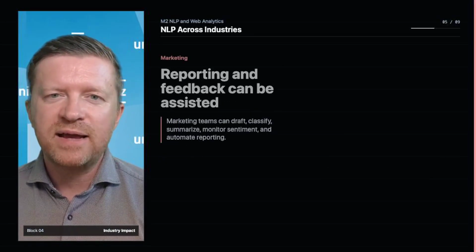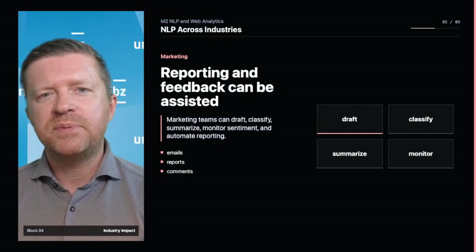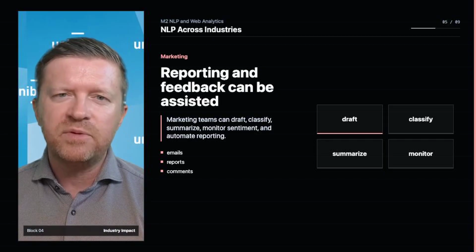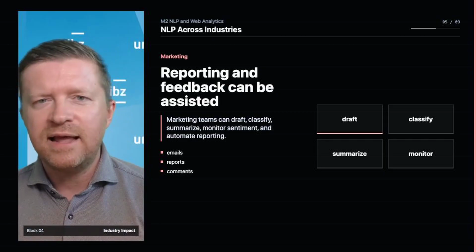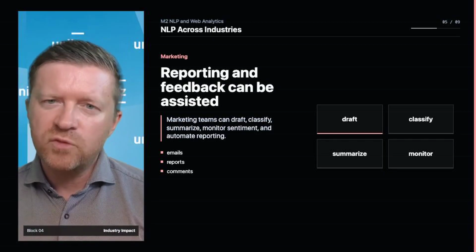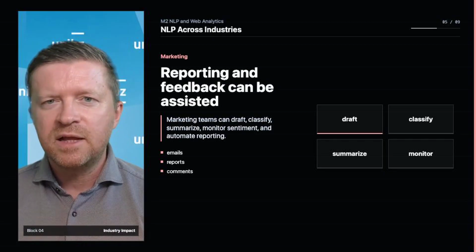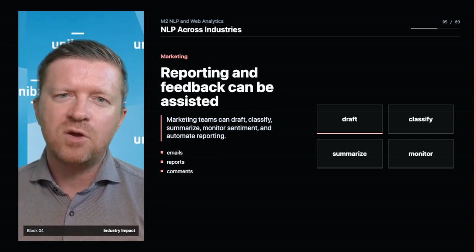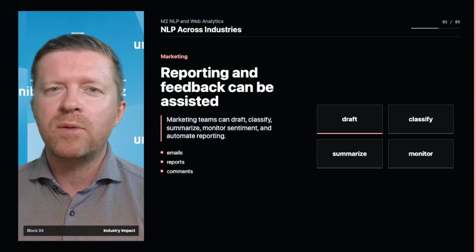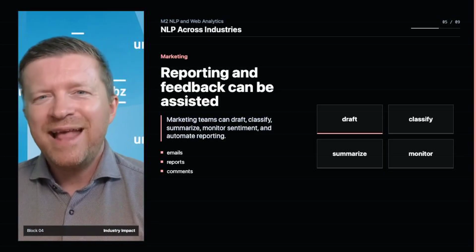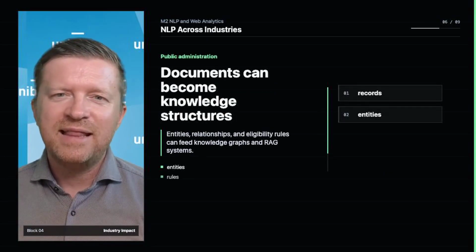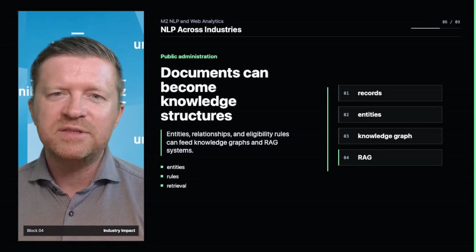One example is marketing. Teams can use NLP to draft or classify client emails, summarize campaign performance reports, analyze comments, monitor brand sentiment, and automate parts of reporting. The point is not that a model replaces all human judgment. The point is that it can reduce the amount of repetitive language work and help humans focus on interpretation and decision making.